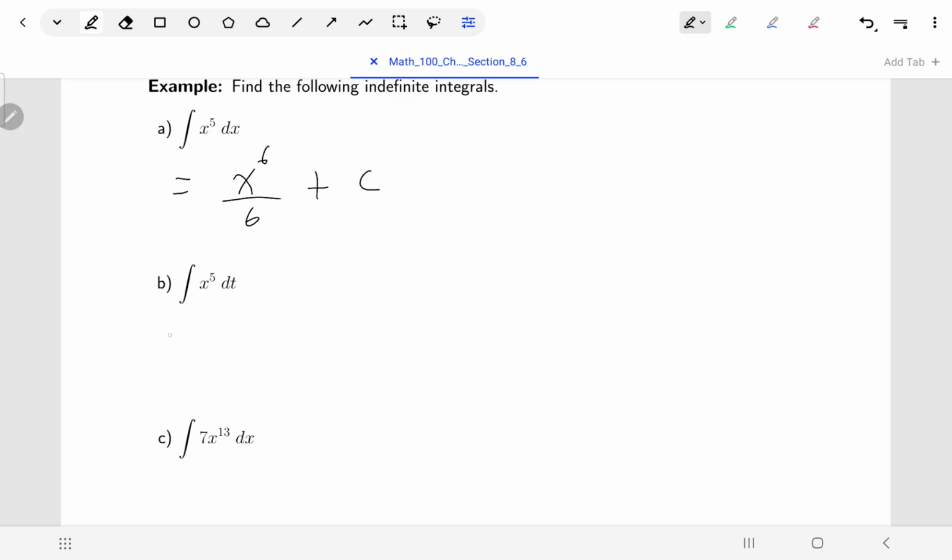So if you're looking at b and noticing it looks quite similar, I'm looking at the indefinite integral of x to the 5 dt. This is not going to be x to the 6, because for this dt, that's telling me that t is my variable, in which case x to the power of 5, I would treat that as though it were just a constant. I would say then it's just the integrating of a constant rule. That is, if you integrate a constant, you get a constant times whatever the variable is. So this would be x to the 5 times t.